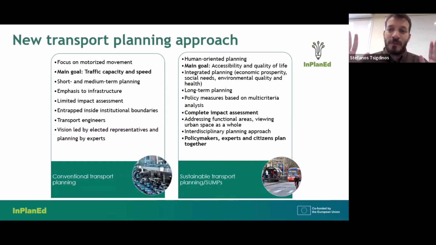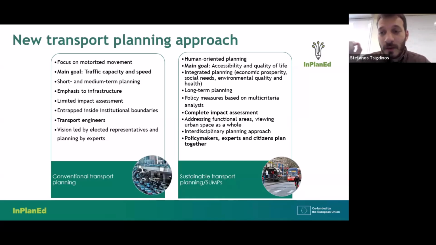So after the 90s, after the concept of sustainable mobility was getting more and more attention, we had to inspire a different kind of plans and a different kind of projects to implement in order to foster sustainable mobility, because we couldn't foster sustainable mobility with the old tools. We have to find new ones. And these new ones should be human-oriented.